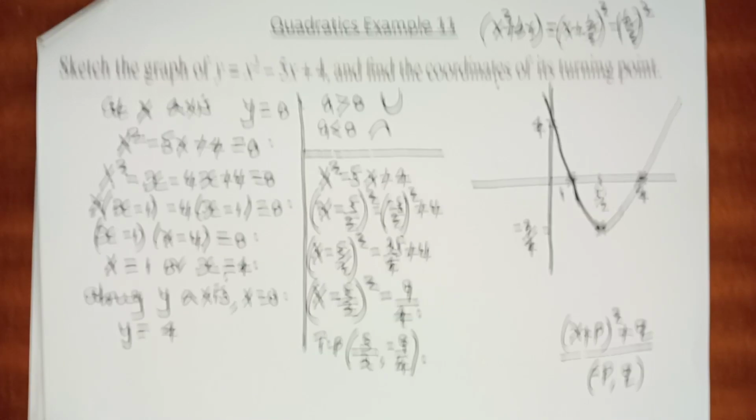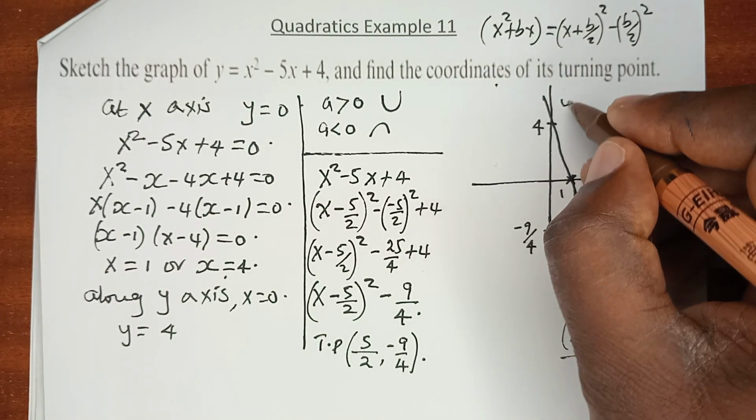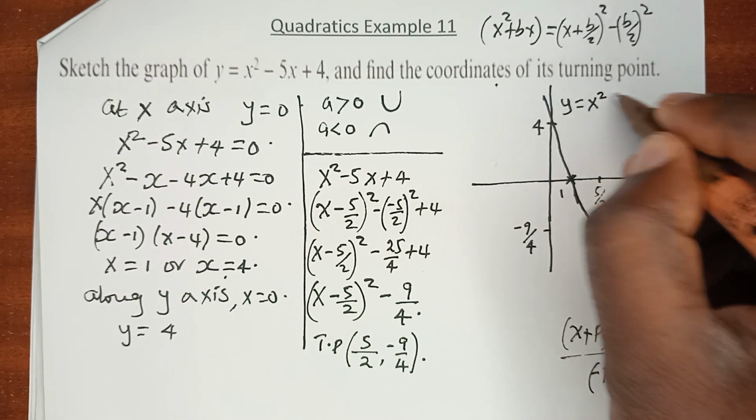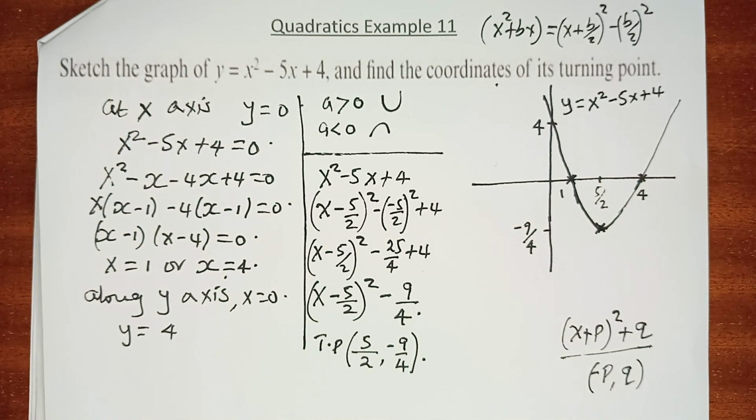And what remains now is naming the graph. And what is the name of the graph? y equals x squared minus 5x plus 4.